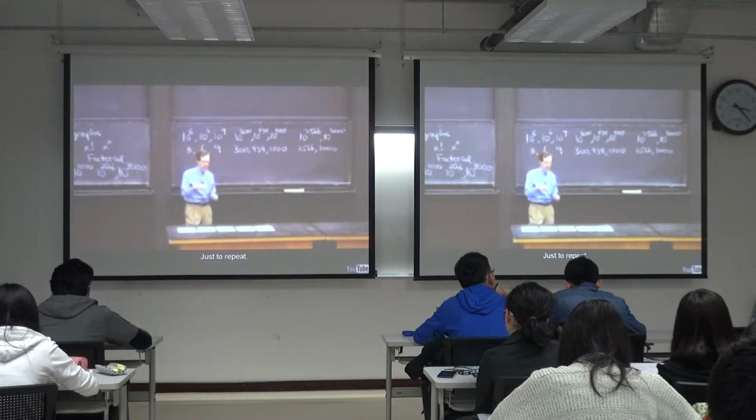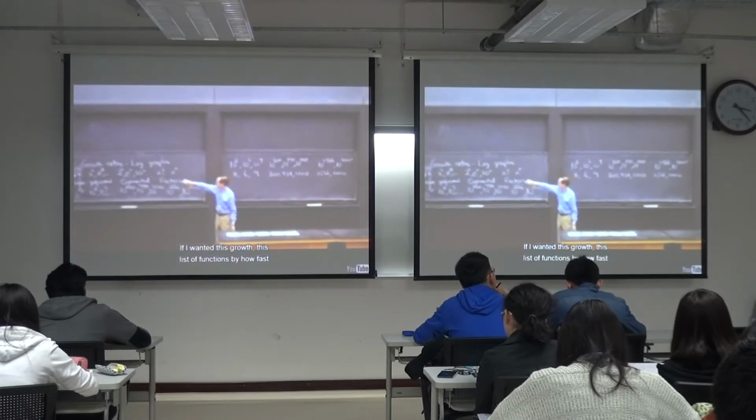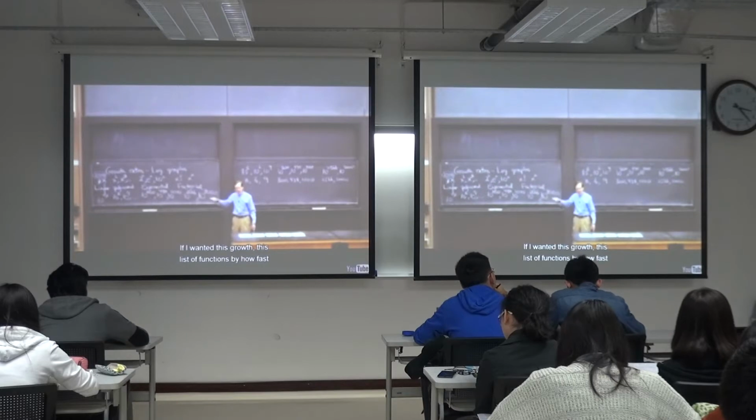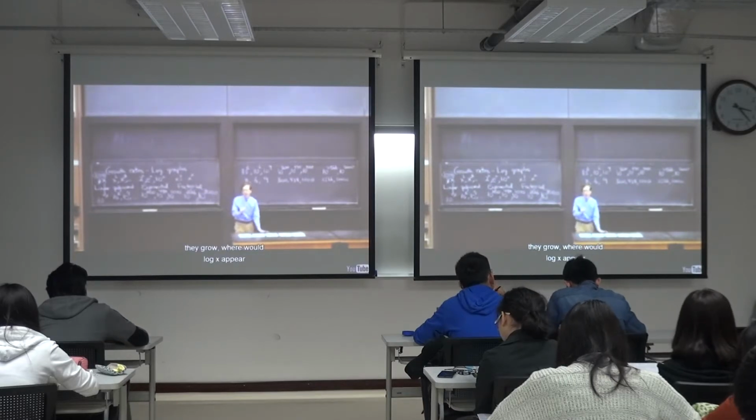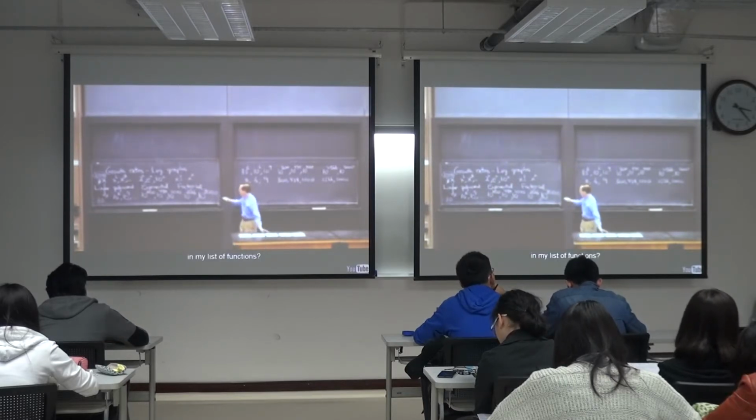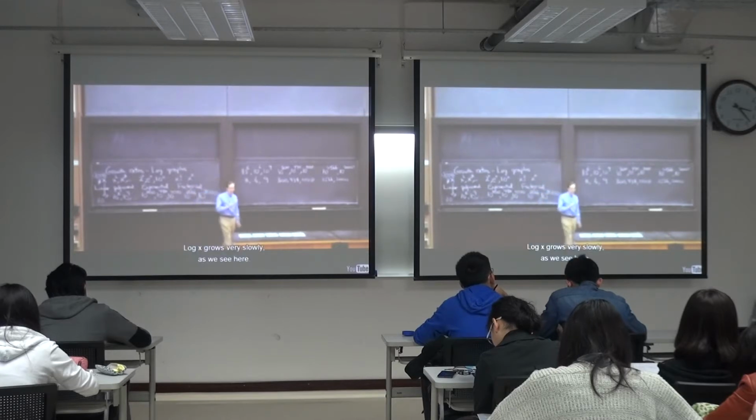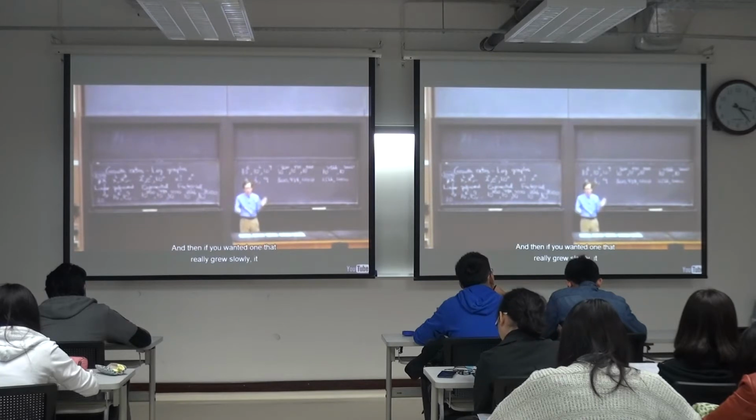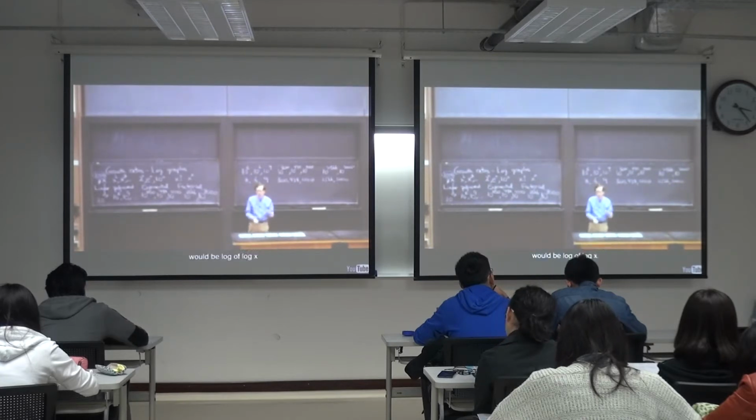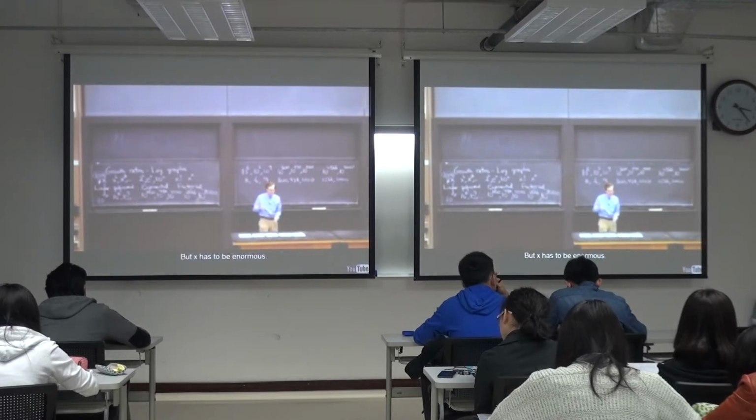Just to repeat, if I wanted this list of functions by how fast they grow, where would log x appear in my list of functions? It would be way at the left end, slower than x, much slower than x. Log x grows very slowly, as we see here. And then if you wanted one that really grew slowly, it would be log of log x. That creeps along, eventually passes any number, but x has to be enormous.